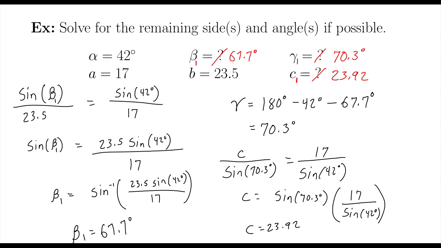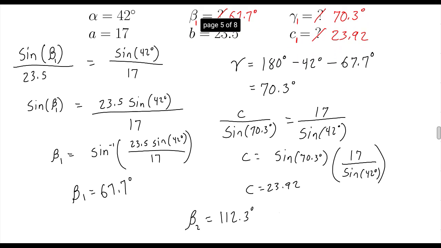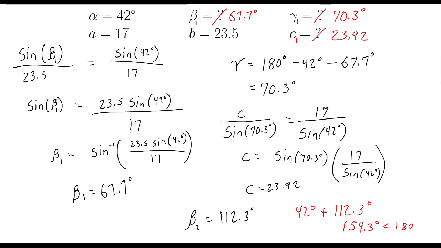Now, we did say a moment ago that beta could potentially be 112.3 degrees. Well, let's make sure that's a feasible answer. Is that possible? Alpha is 42 degrees, beta 2 is 112.3 degrees. If I add those together, I get 154.3, which is less than 180. So as long as that's less than 180 degrees, this is a possible triangle. Great.